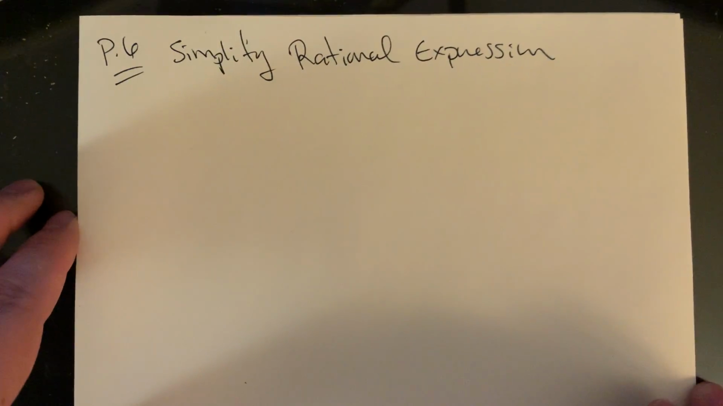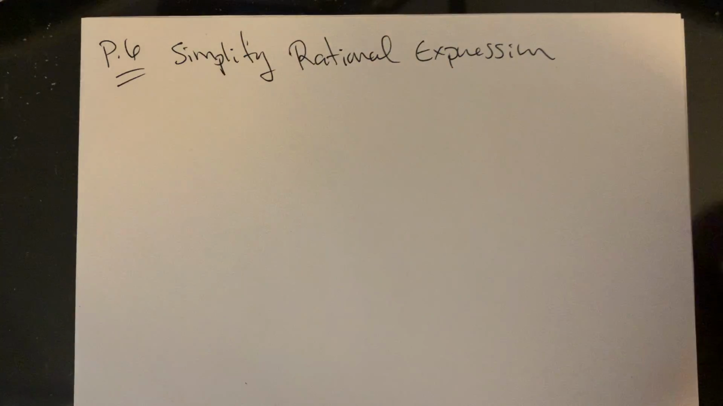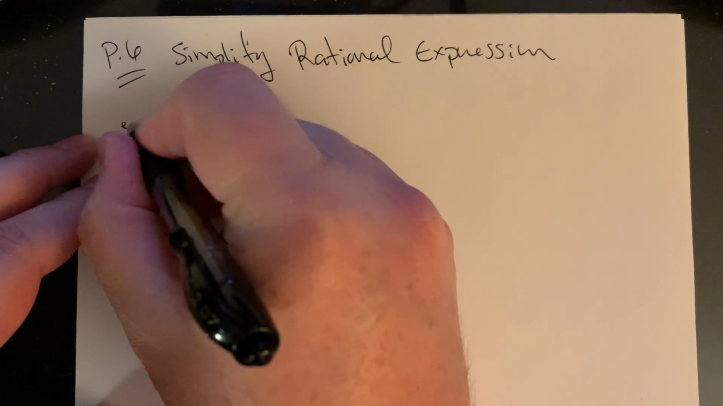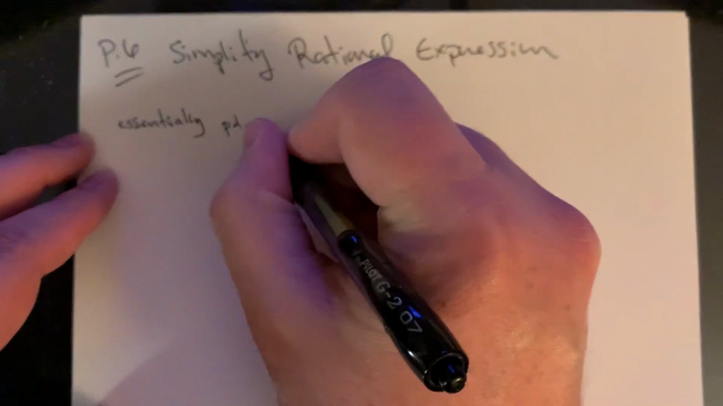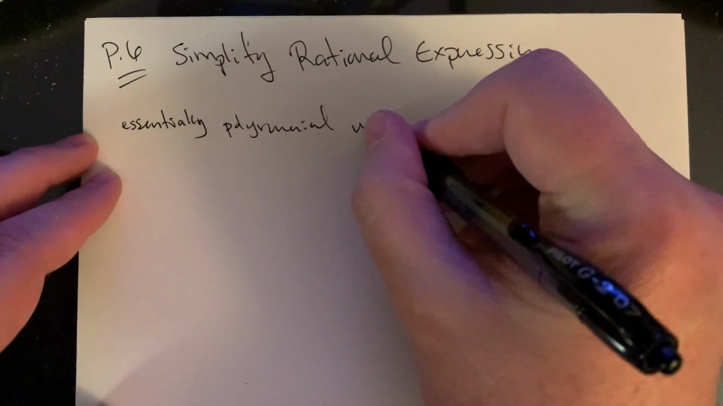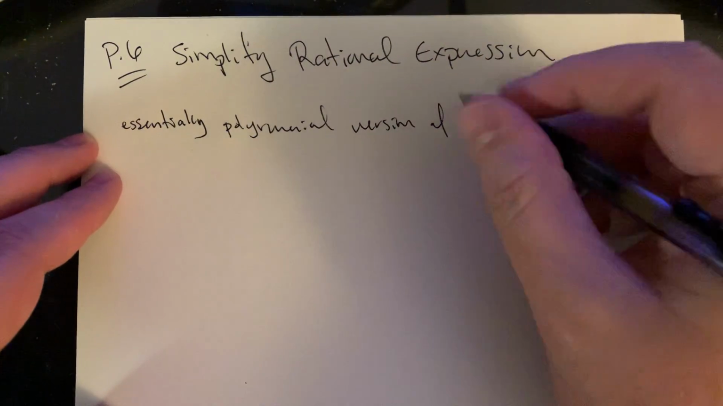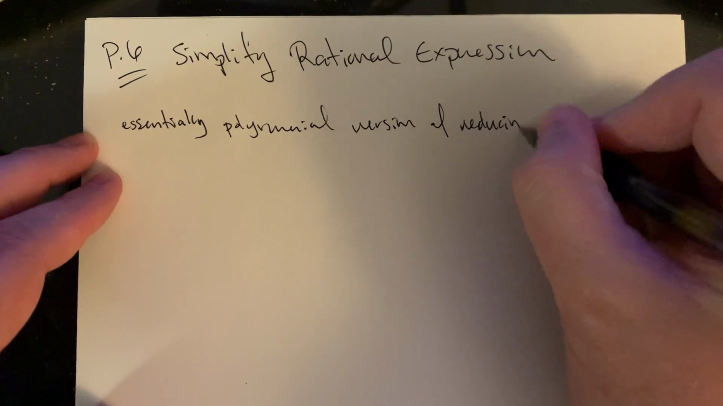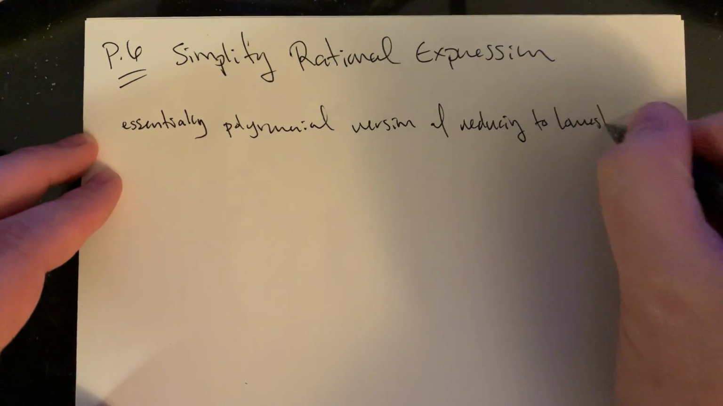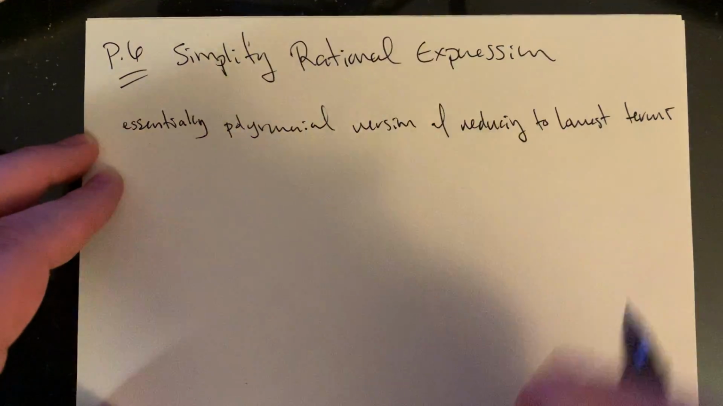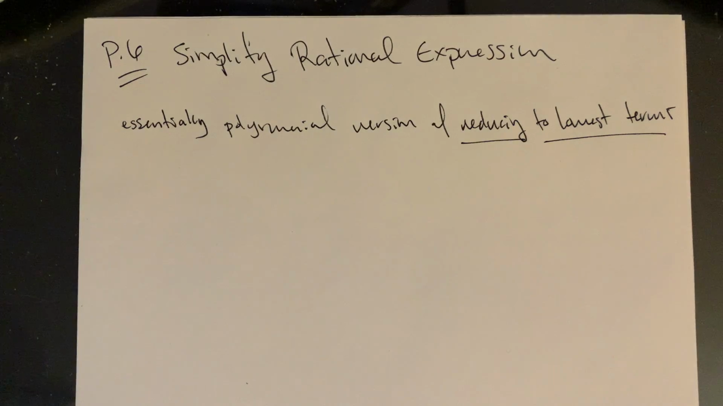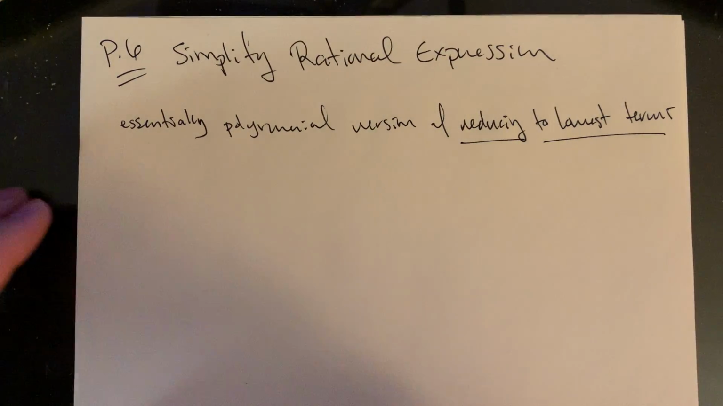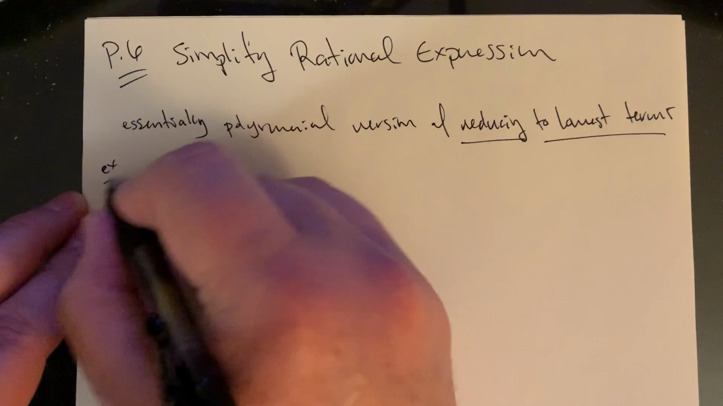Okay, so once we've started to work with these rational expressions, the next thing is simplifying them. This is essentially the polynomial version of reducing to lowest terms. That's basically what we're doing. And so the move is going to be, if you're given something, maybe we'll put an example up here that we have to work with.